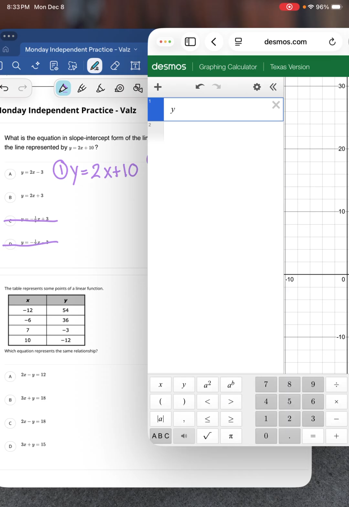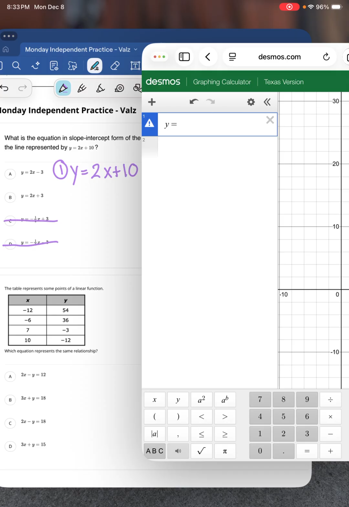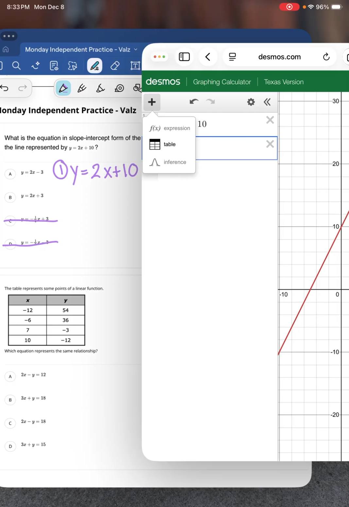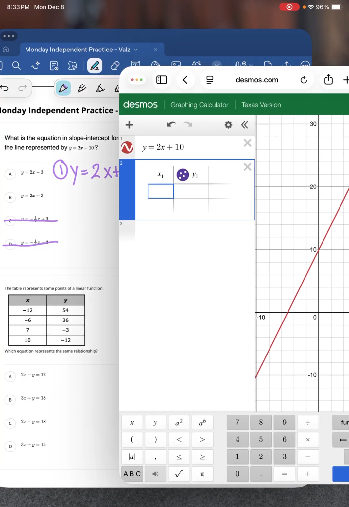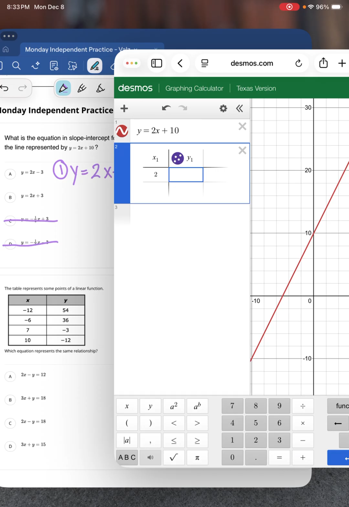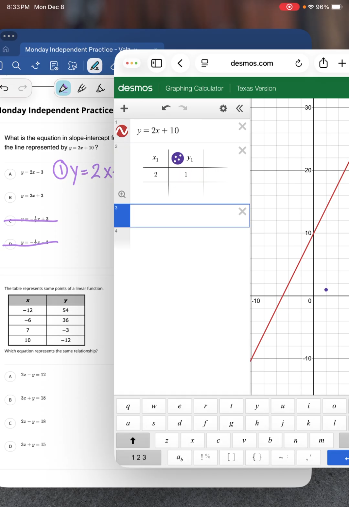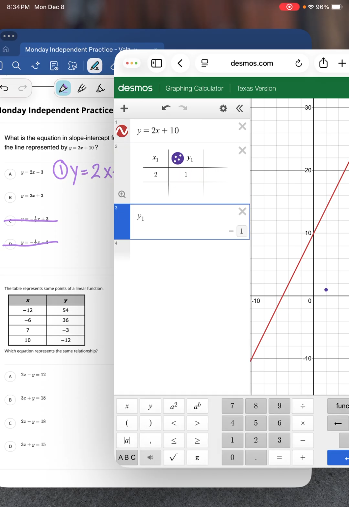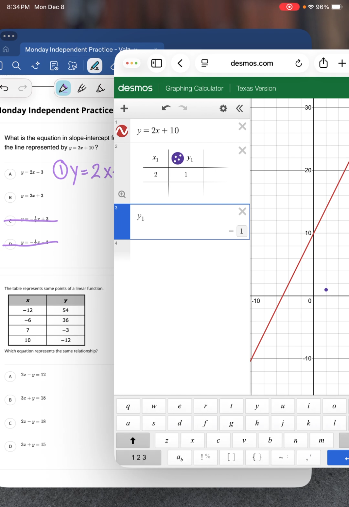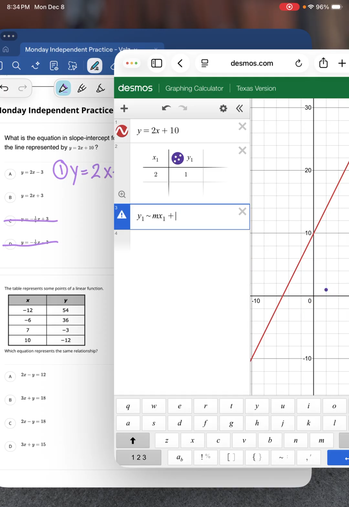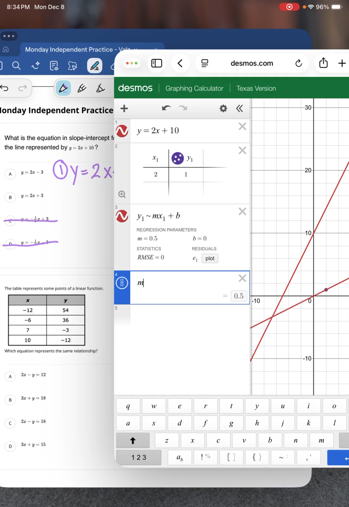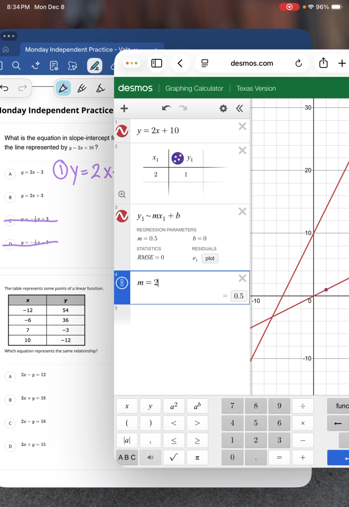So we have y equals 2x plus 10. And step 2 is to make our table with our points. So we have (2, 1) is our point. Step 3 is our formula. So y1 tilde mx1 plus b. And step 4 is always to plug in your slope.